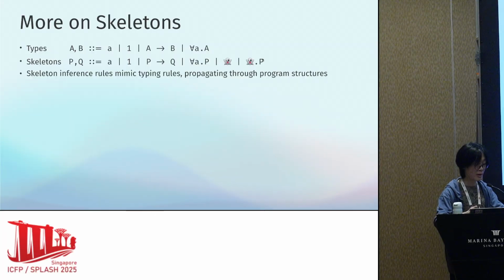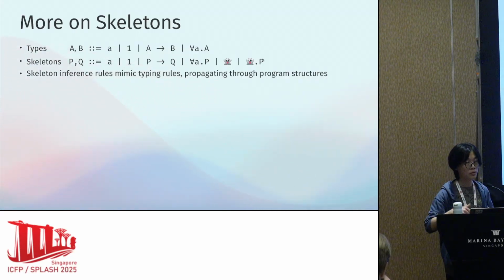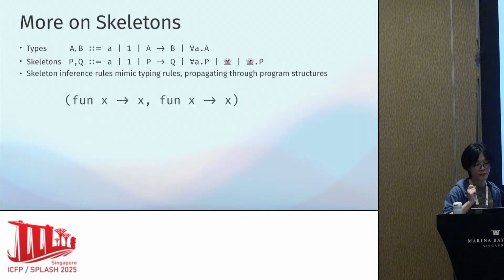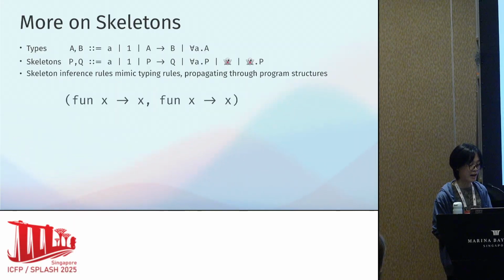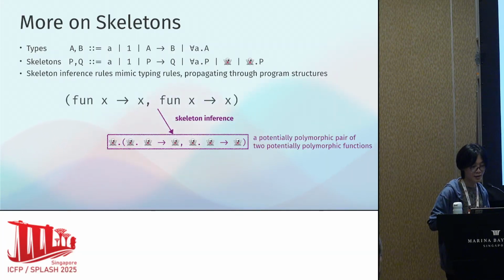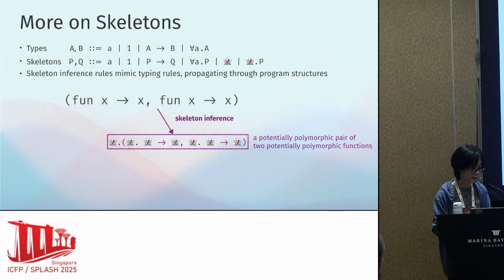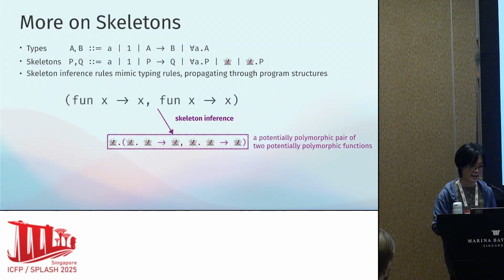And we also have a set of skeleton inference rules, which I'm not going to show here, but they are very similar to the typing rules. They allow the skeleton information to propagate through the program structures. For example, if we have a pair of functions from x to x, its skeleton is a polymorphic pair of two polymorphic functions. But that is all the information we know. We don't know anything more, like what the type of x should be, or what the type of the result of the function should be.